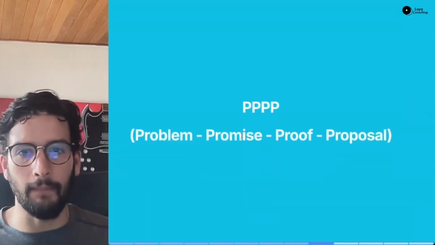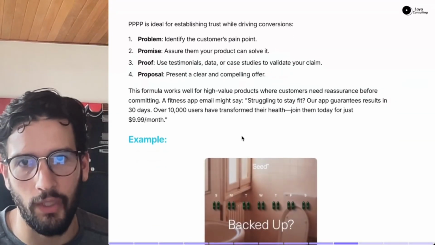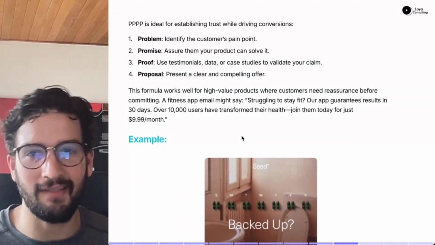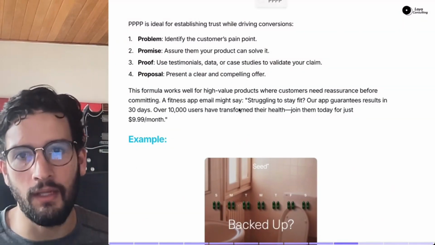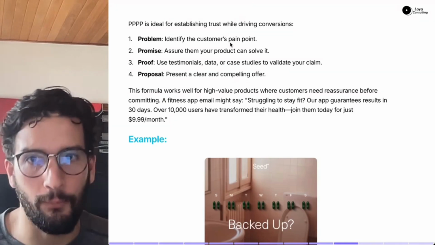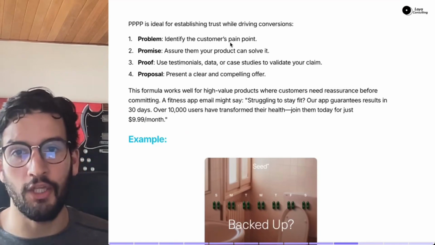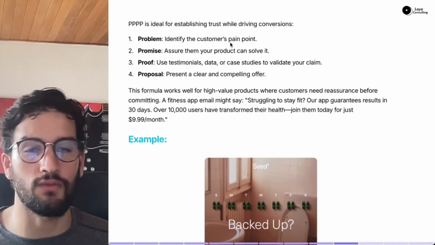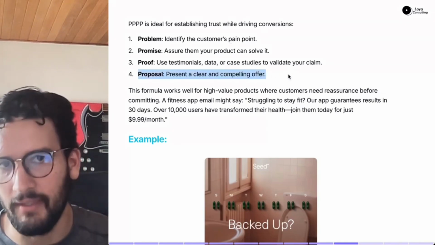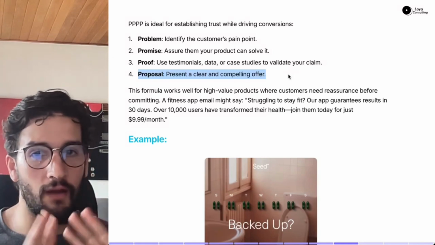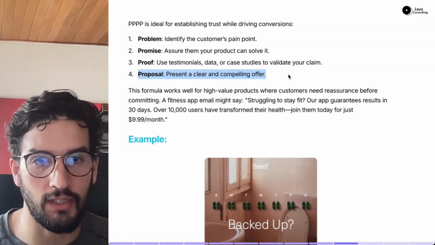Moving on, we've got the 4 Ps: problem, promise, proof, proposal. Very useful one. PPPP is ideal for establishing trust while driving conversion. Problem: identify the customer's pain point. Promise: assure them your product can solve it. Proof: use testimonials, data, or case studies to validate your claim. And fourth, proposal: present a clear and compelling offer, CTA as well, right? This formula works well for high value products where customers need reassurance before committing.